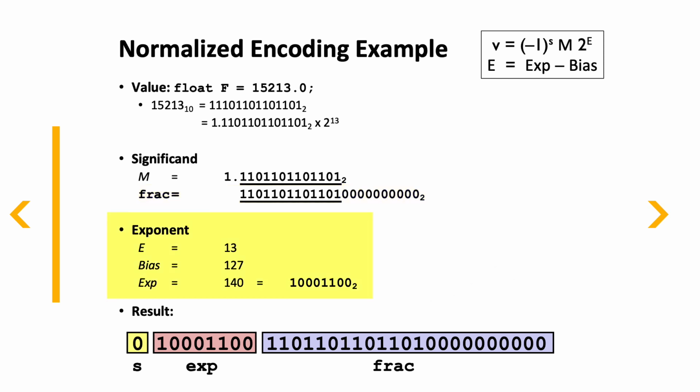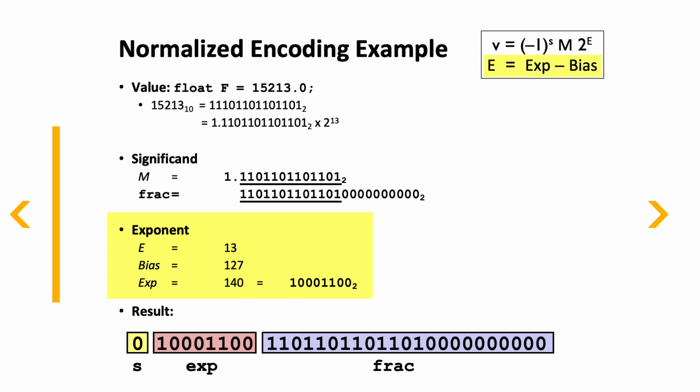Now let's deal with the EXP field. Now remember, this is a little weird, right? The mathematical value of E we know is 13. We figured that out up here. We know that our bias is going to be 127. How do we know that? Well, remember the bias is 2 to the k minus 1, minus 1, where k is the number of bits we have in our EXP field. For single precision floating point, that's 8 bits. So 2 to the 8 minus 1 is 2 to the 7, which is 128. Subtract 1, we get 127. So we know what our bias is.